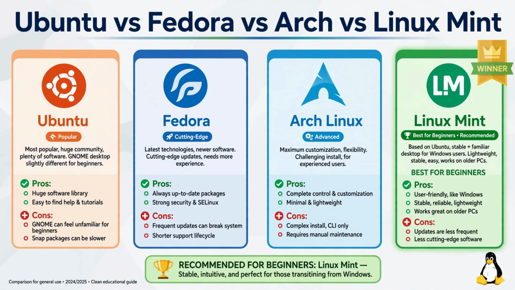Arch Linux offers maximum customization and flexibility. However, installing and configuring Arch can be challenging for beginners. It's generally recommended for experienced Linux users. Now let's talk about Linux Mint. Linux Mint is based on Ubuntu, so it benefits from Ubuntu's stability and software support. At the same time, it provides a more familiar desktop experience, especially for Windows users. It's lightweight, stable, easy to use, and works well even on older computers. That's why Linux Mint is often recommended as the best Linux distribution for beginners.